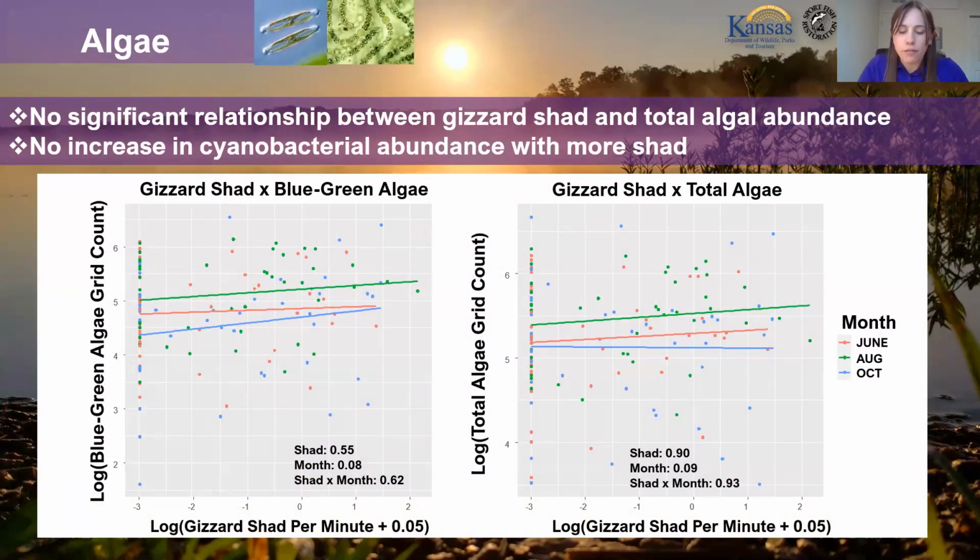So first off, we'll look at our algae data. We were surprised that we found no significant relationship between gizzard shad abundances and total algal abundance. We also saw no increase in cyanobacterial abundance at higher abundances of gizzard shad, contrary to our predictions. So down here on the x-axis, we have log transformed shad abundance, and on our y, we have log transformed algal counts, and there are regression lines for each month. So we see no significant relationship between gizzard shad and either blue-green algae or the total algal abundance.